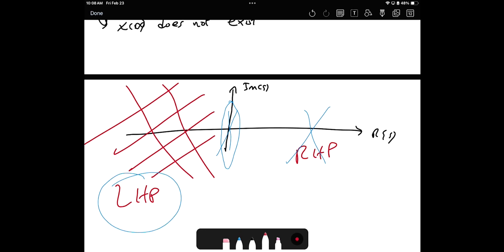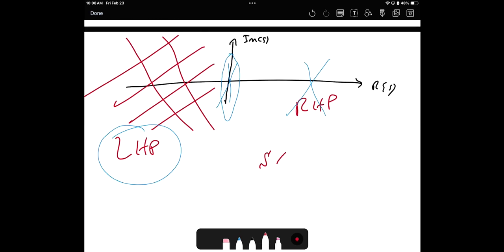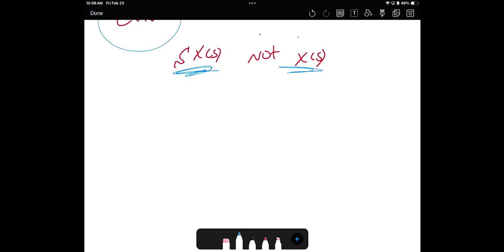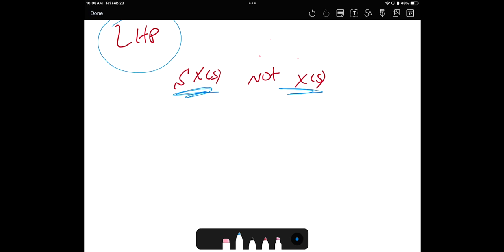But keep in mind, it must be s times X of s, not X of s alone. Our target is to study s X of s, so don't forget to multiply by s. Then you need to think about it. So how can we figure out the point of using this? Let's see an example.